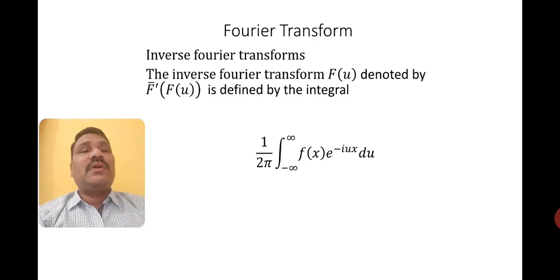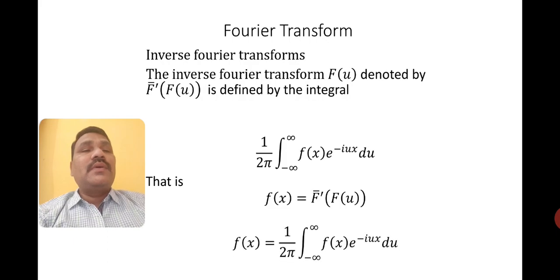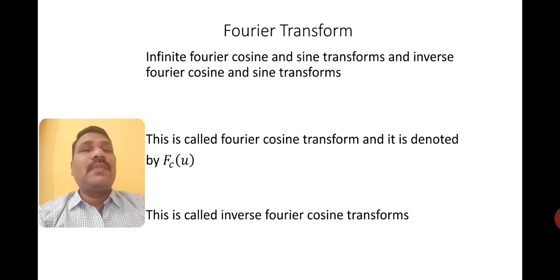Please observe this change. In the Fourier transform you get integration with respect to x, here integration with respect to u, right? That is f of x is equal to the inverse of f of u. The same thing I'm writing: f of x is equal to 1 by 2 pi integral minus infinity to plus infinity f of u e to the power minus i u x du, right?